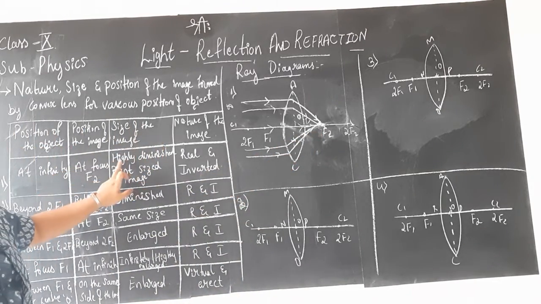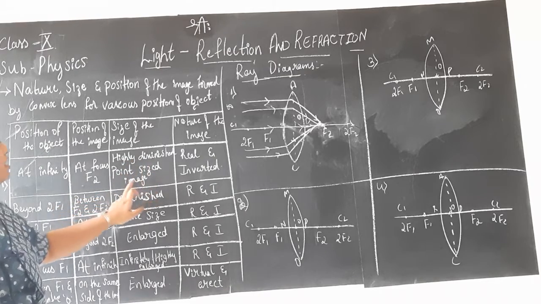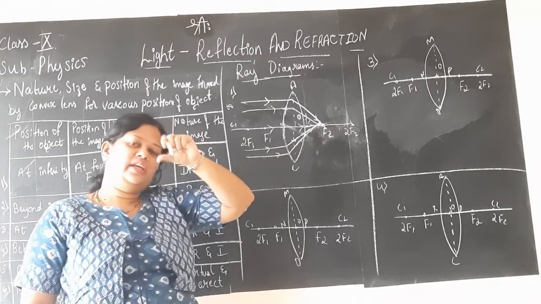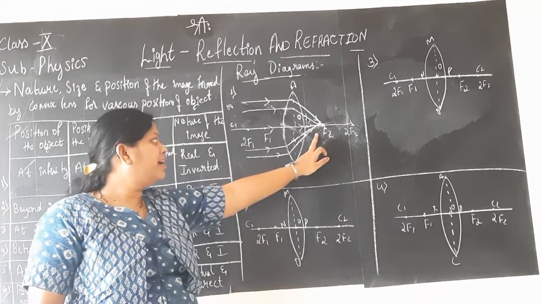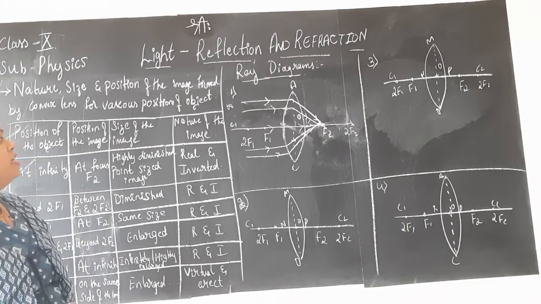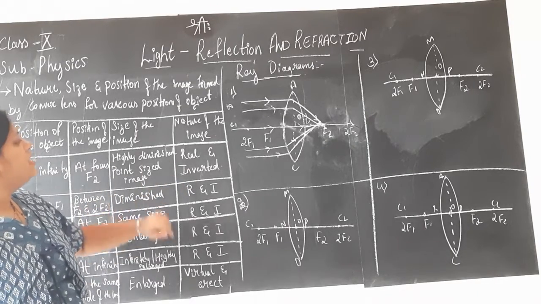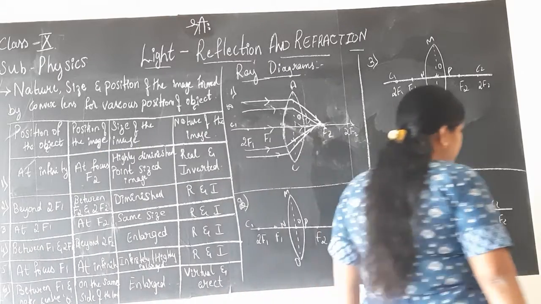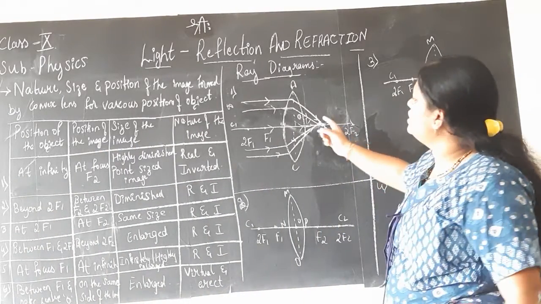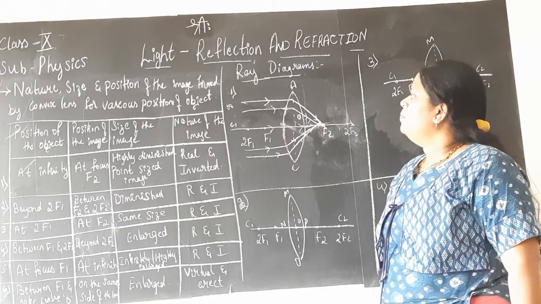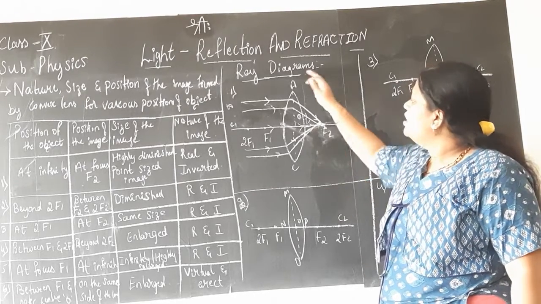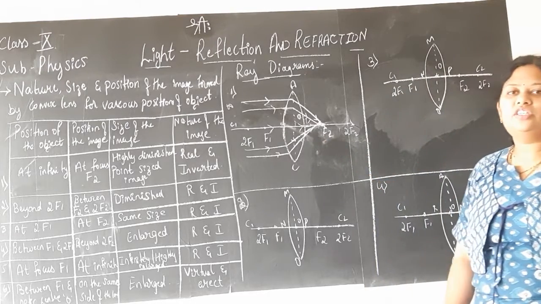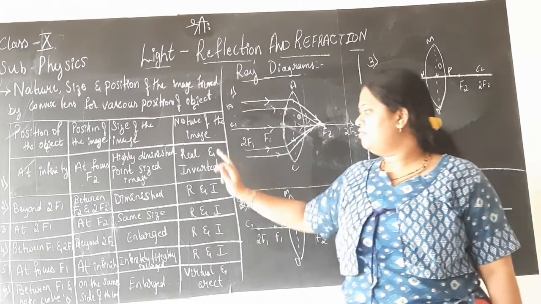What is the size of the image? It is highly diminished or point-sized image, isn't it? It is formed on the principal axis without any height. A dash, B dash now do not represent. So it is a highly diminished image formed. And the image formed is real and inverted. How do you say the image formed is real and inverted, children? Since it is formed on the principal axis, and it is converging, especially with the help of a convex lens, we can say real and inverted image is formed. That is about the first case.